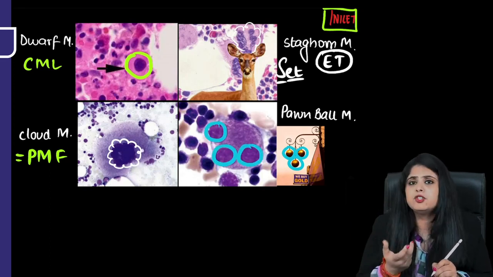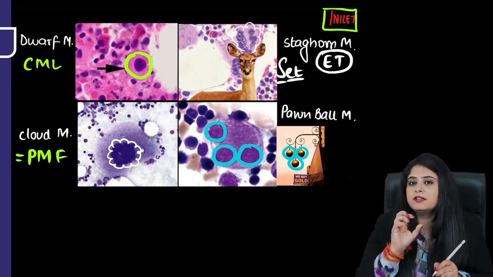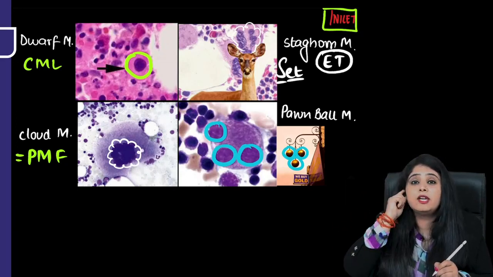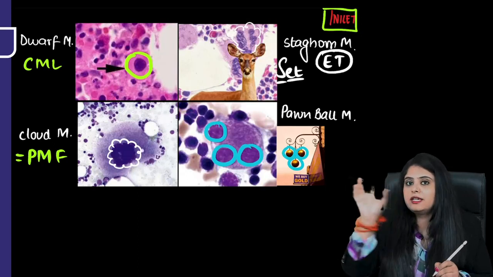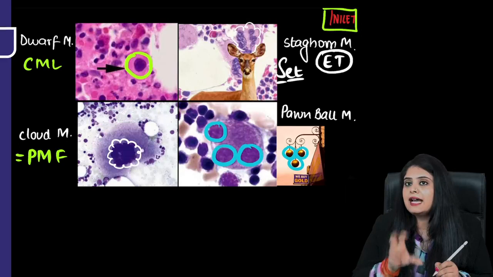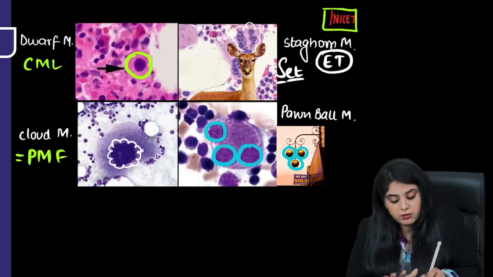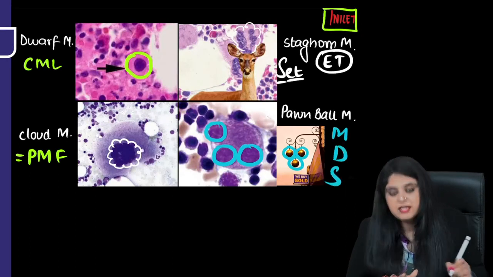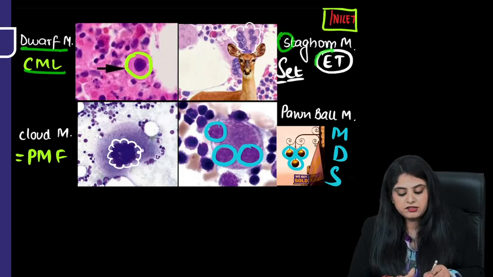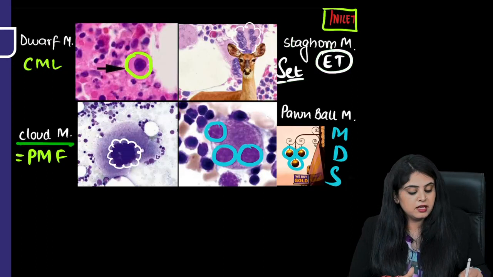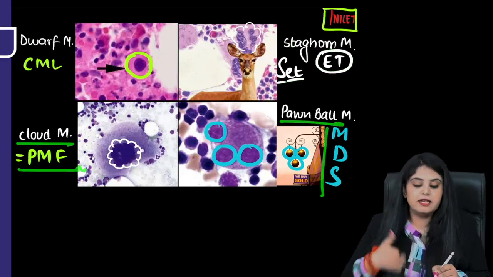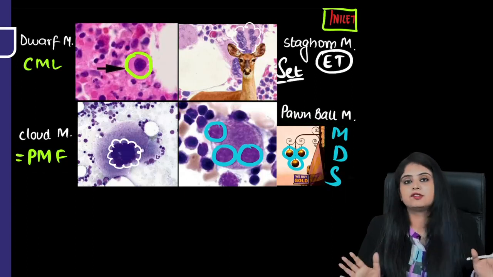a pawn ball megakaryocyte, these three metallic balls, this is a symbol for which shop? These three metallic balls are a symbol that they take your gold and give you money. The shop of the barter system, the loan shop, its symbol is three metallic balls. So the megakaryocyte is showing you three metallic balls, and that basically means that this is a pawn ball megakaryocyte that you see in MDS. So repeating: dwarf, small, CML; staghorn, ET, essential thrombocythemia; cloud-like in primary myelofibrosis; and pawn ball is going to be seen in MDS. Your megakaryocytic story is just this much.